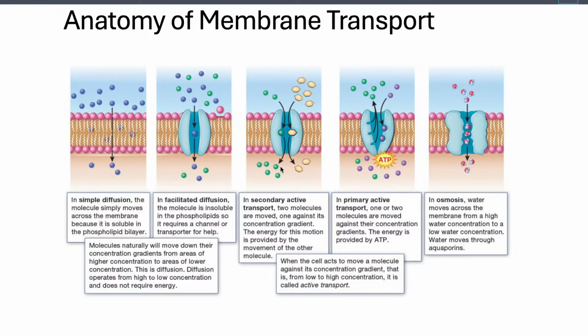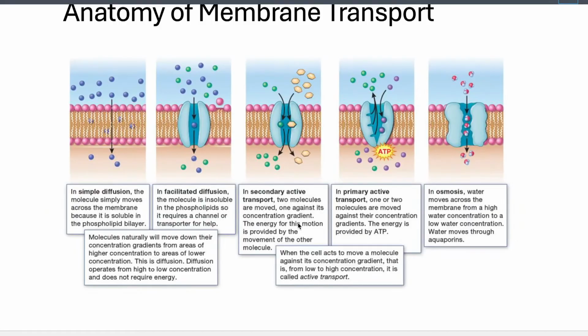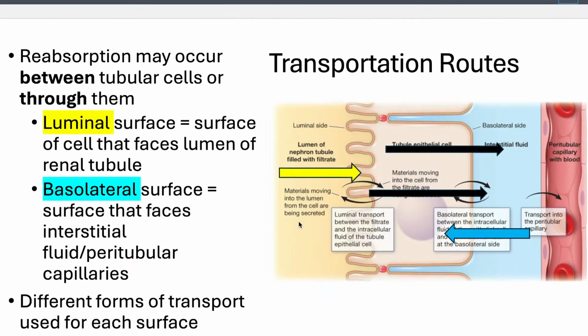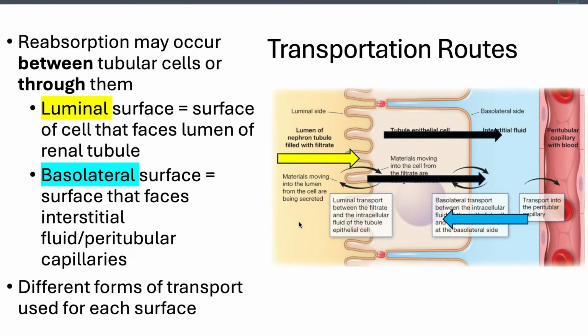Right, so this would be like sodium providing the energy for the movement of glucose. In primary active transport, one or two molecules are moved against their concentration gradient. Okay. So reabsorption may occur between tubule cells or through them.